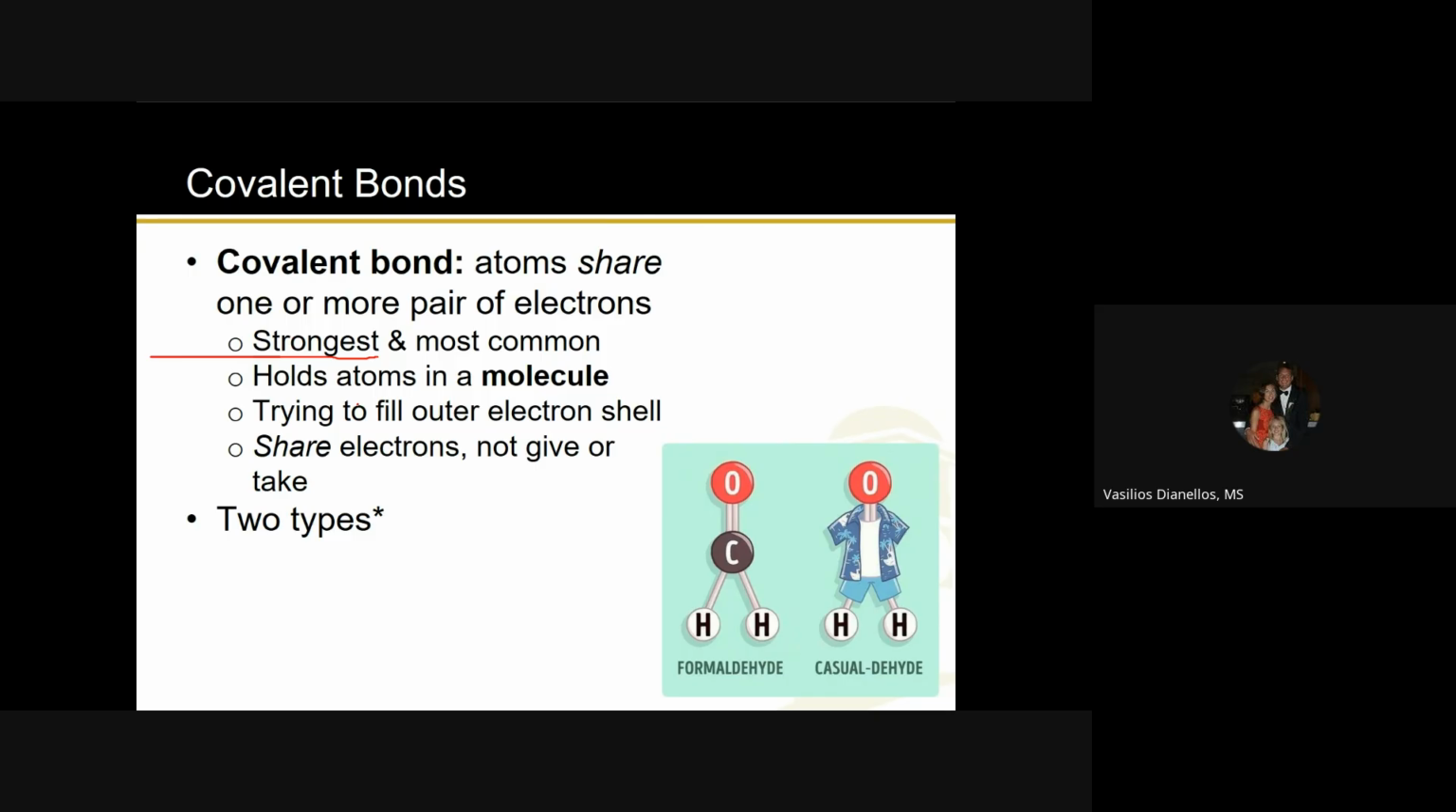The first one is a little bit less important as far as studying for the exam, and that's called a non-polar bond. This is when the electrons are shared equally. You might be wondering, what does that mean, shared equally? Well, I'll discuss that moving forward.